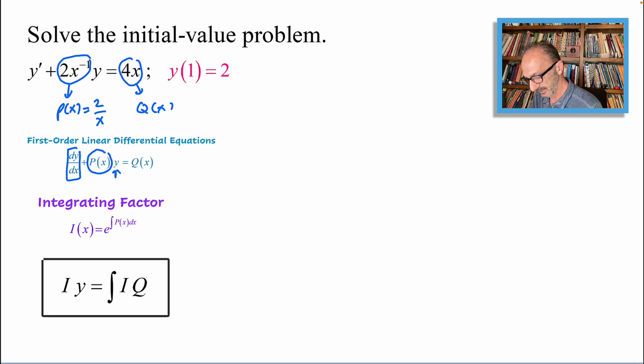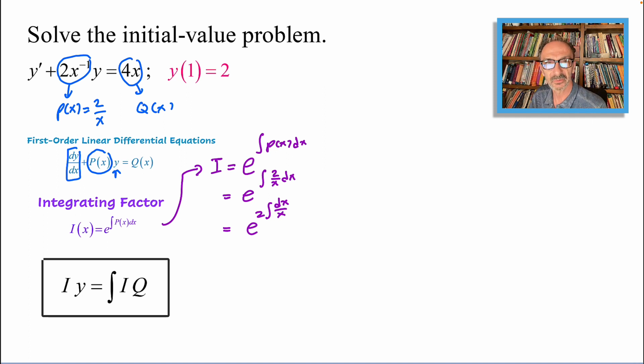Now we could move on by finding the integrating factor. To find the integrating factor, let's go up here. I of x equals e to the power the integral of p of x dx, which is e to the power the integral of 2 over x dx. Let's take the 2 out, and now inside it's dx over x. The integral of dx over x is ln x. So this will give me e to the power 2 times ln x.